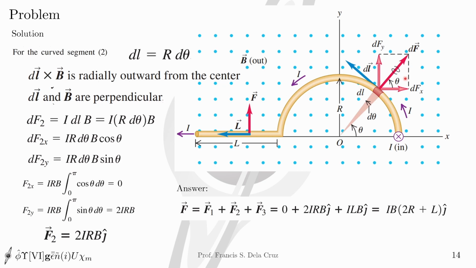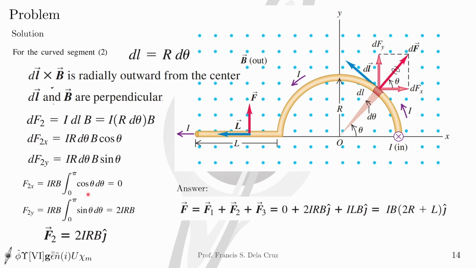If we get the dfx first, we need to use the cosine theta, okay? Because the angle here is defined along the x-axis, and this angle is equivalent to this angle here. Then, if we define df2y, that's the y component of df, that would be equal to I r d theta B sine theta. And then we know that the limits of integration will be from 0 to pi, or 180 degrees. So if we integrate this df2x and df2y to get the total x component and the total y component, this would be the answer.